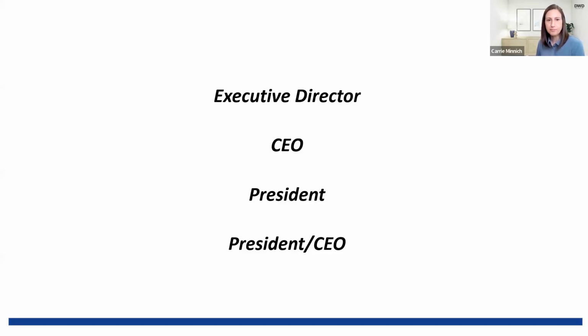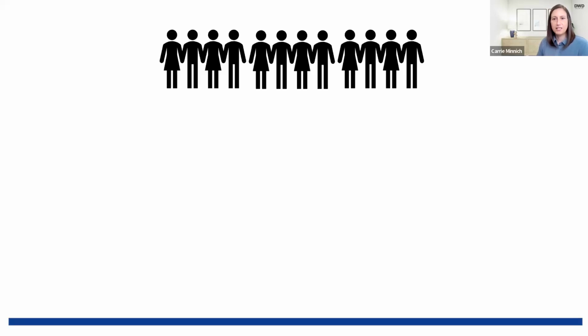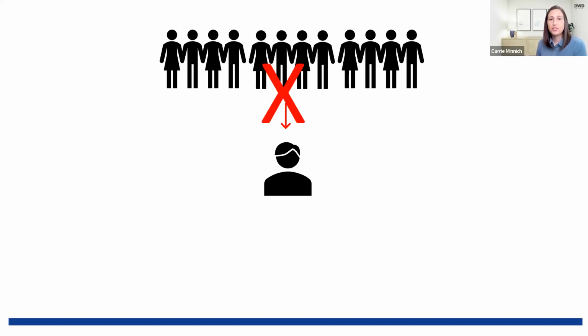I'm going to use the terminology executive director, but you might be calling this person a CEO or a president. Let's just start with the basic relationship. We have our board of directors. The board is ultimately responsible for the organization. As a group, they are responsible for the nonprofit organization. The executive director reports to the board. The board of directors does not report to the executive director. That is important to keep in mind.